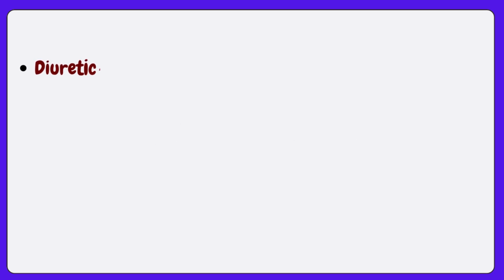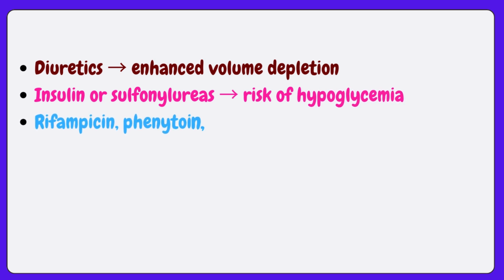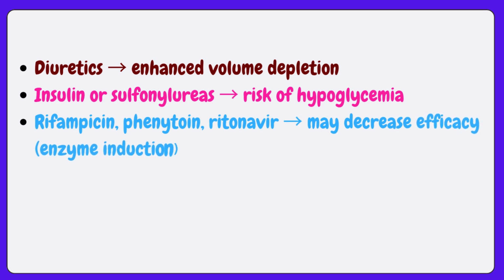Diuretics may interact with SGLT2 inhibitors and may contribute to enhanced volume depletion. Use with insulin or sulfonylureas can lead to risk of hypoglycemia. Rifampicin, phenytoin, ritonavir may decrease efficacy due to enzyme induction.